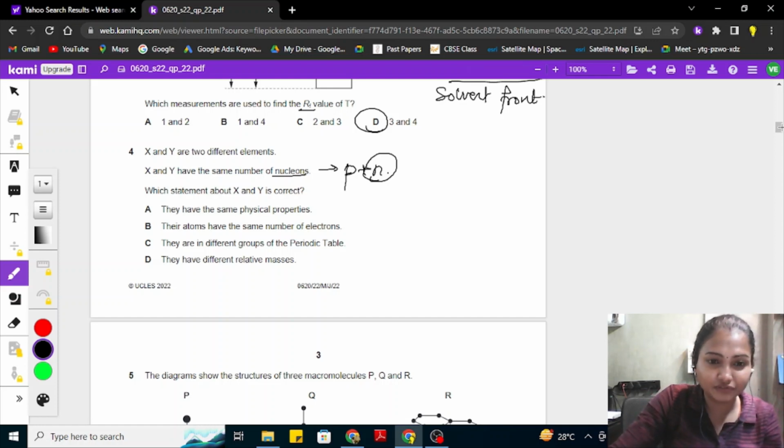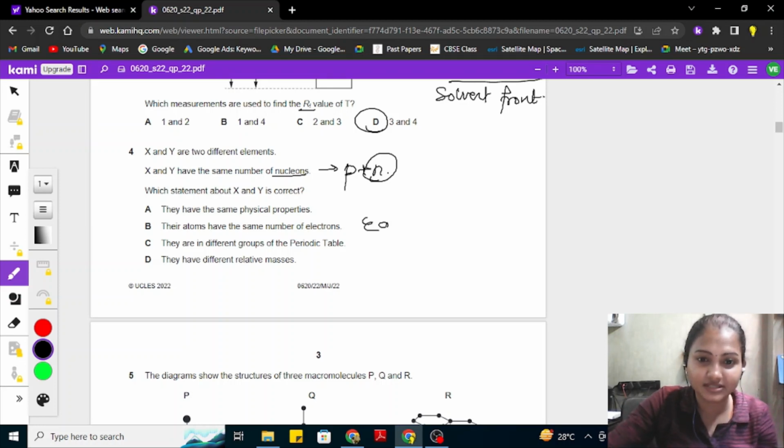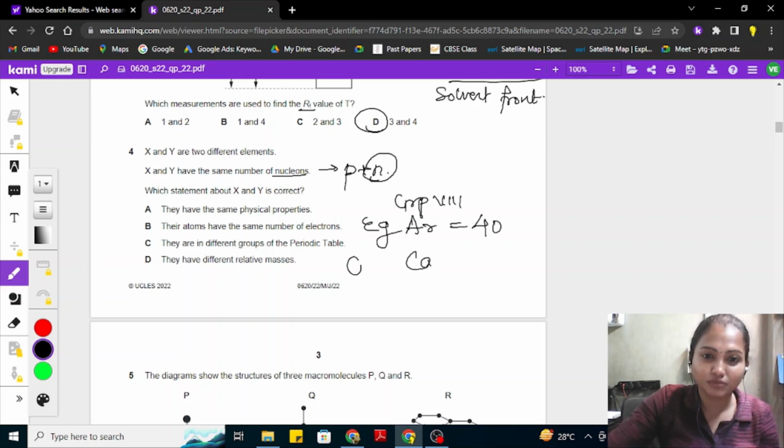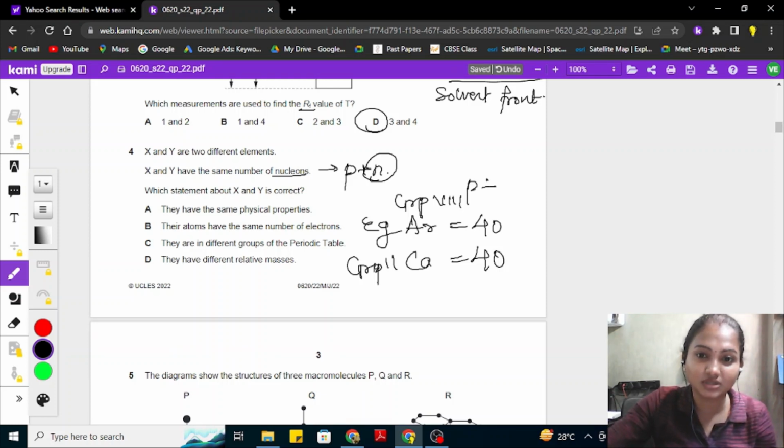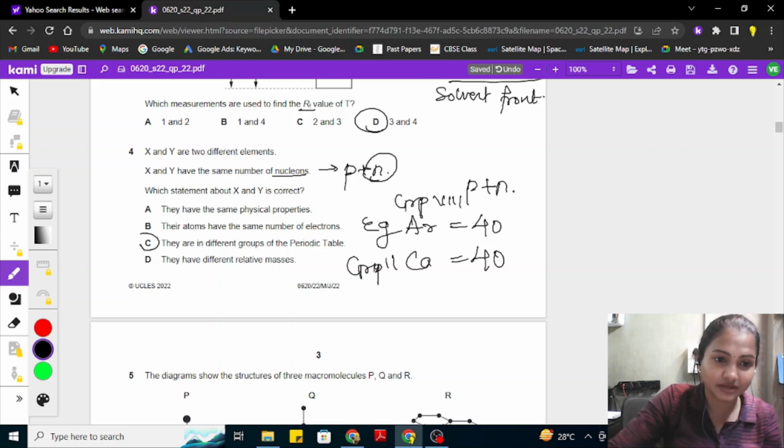They are in different groups of the periodic table. For example, argon belongs to group 8 and has atomic mass 40, and calcium belongs to group 2 and has also atomic mass 40. So they are from different groups, but they have the same mass number, which is the number of protons and neutrons. They have different relative mass? No. So our correct option is C.